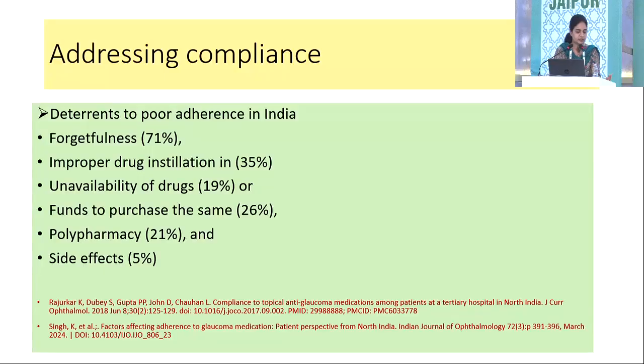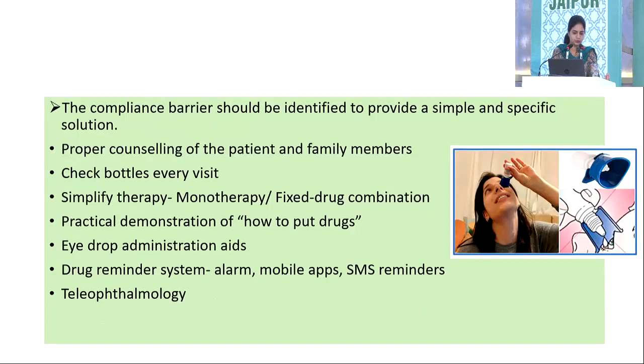And the next biggest challenge is the adherence to the treatment. The deterrents to poor adherence in India are forgetfulness, which is seen in almost 71% of cases, improper drug instillation, unavailability of drugs, funds to purchase the same, polypharmacy, and side effects from the medication. To address these issues, compliance barriers should be identified to provide a simple and specific solution.